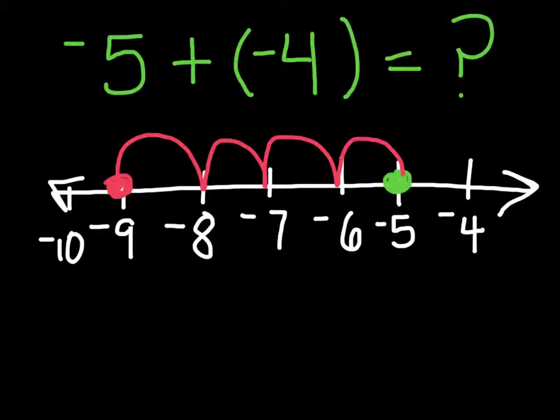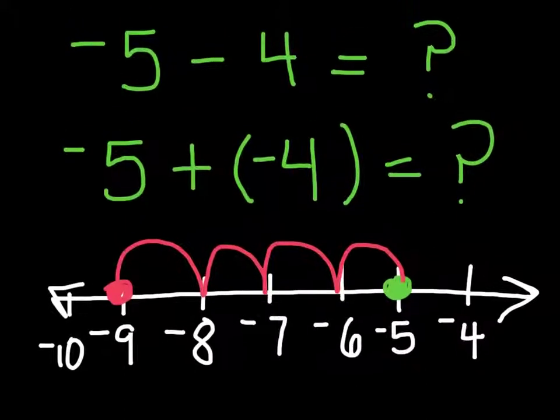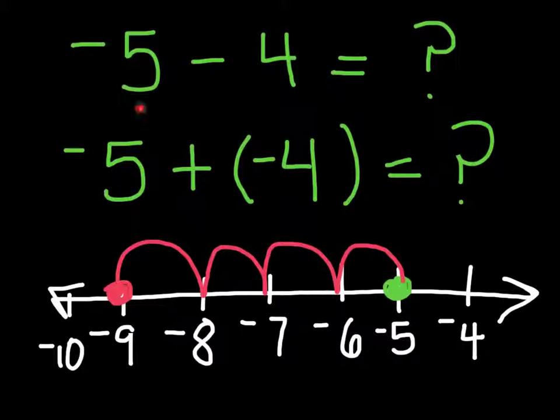So, moving back up to the original problems that we wrote, I could state that negative 5 minus 4 is equal to negative 9. Or I could also state that negative 5 plus negative 4 equals negative 9. So in this example, you can see how rewriting a subtraction problem in the form of an addition problem is a nice way to find the answer to your question.